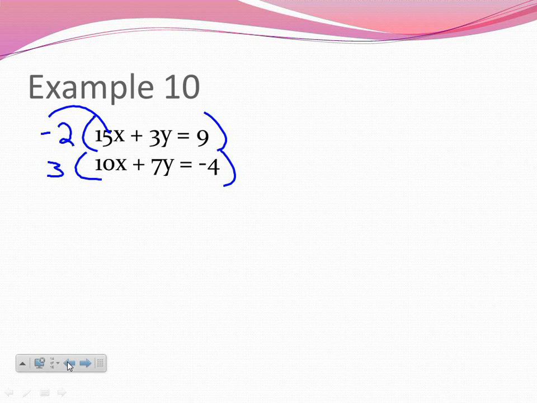Okay, so this is going to make negative 30x. This is going to make negative 6y. And this is going to make negative 18. Why don't you work the rest out and finish it out? See what you can get with it.